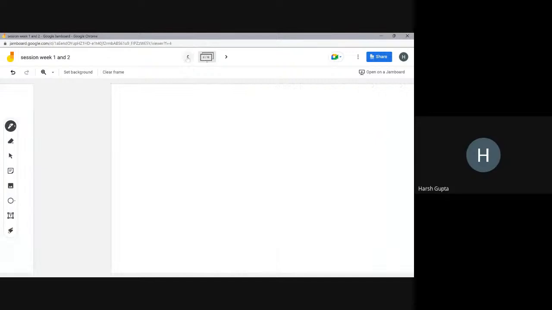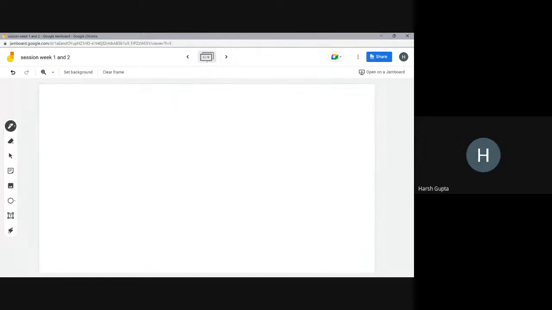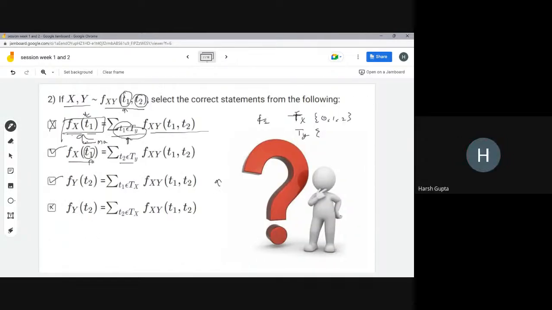In the previous question, what is the range of t1? Can anyone tell me? 1, 2, 5. And the same for t2? No, 1, 2, 4. This will tell us that this is the t. Now tell me, if we are finding the marginal probability for the t1, we will go up to the range of t2? Yeah. Are you able to understand? Yes, sir. Okay. So that's why we are correcting these two options.